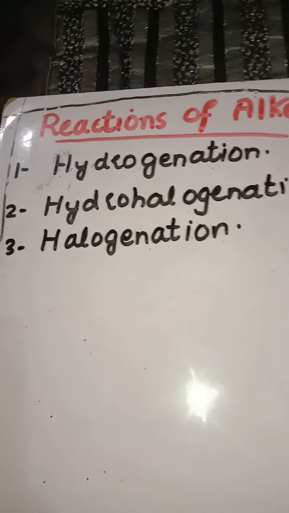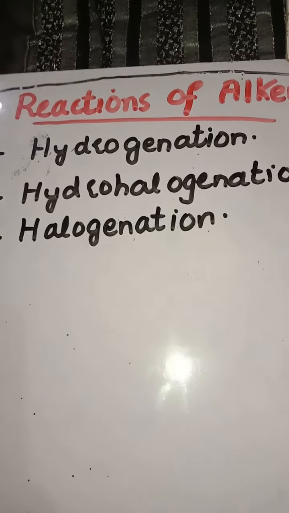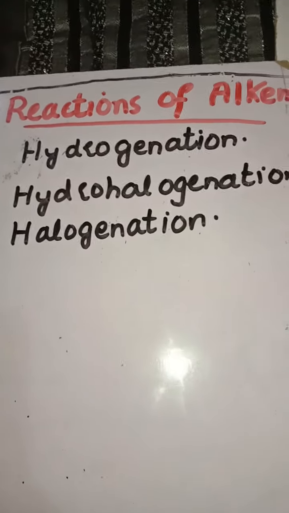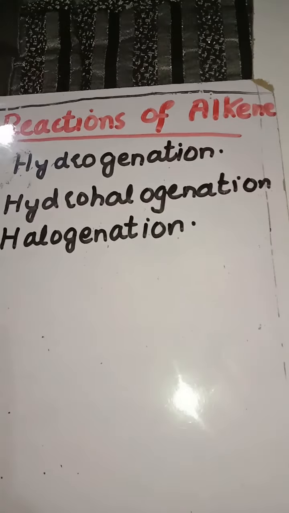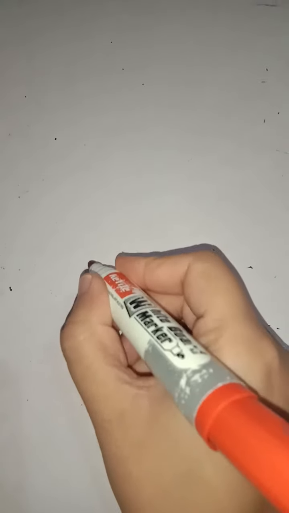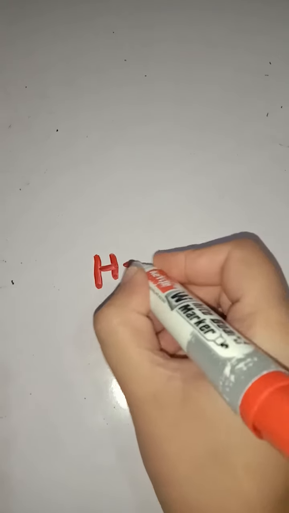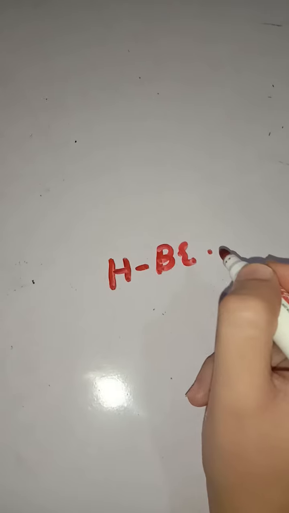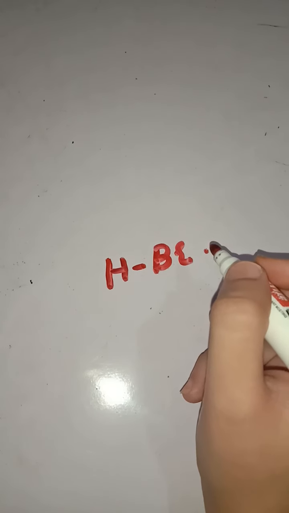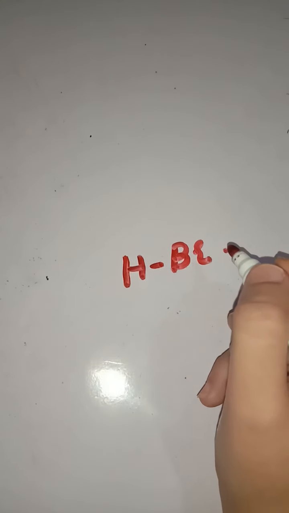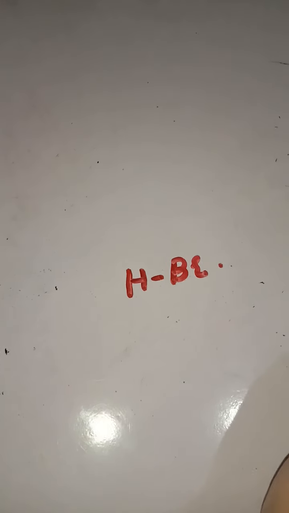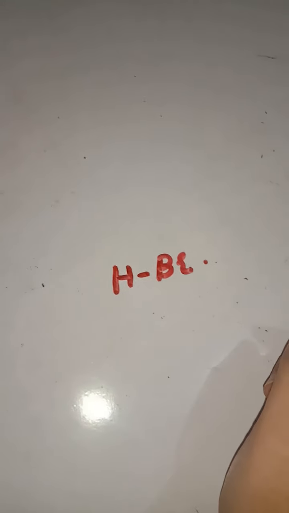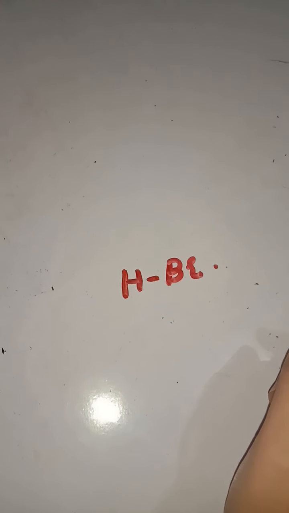So, moving toward our second reaction, which is hydrohalogenation. So what is hydrohalogenation? It is when the addition of a hydrogen halide takes place. Halogen is the group in the periodic table that contains different elements, for example chlorine, bromine, iodine and astatine. So we will take the bromine molecule in this reaction.